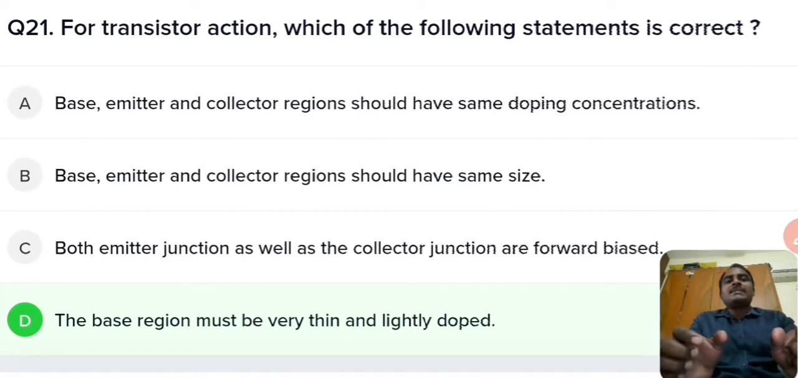In between emitter and collector, one thin region will be there, that is called the base. The base is very thin and lightly doped. So D option, if you see, the base region must be very thin and lightly doped. Why the emitter should be highly doped, why the collector should be moderately doped, why the base is lightly doped: the doping will affect conductivity. For proper functioning of the transistor, we need to follow that. So D option is the correct option here.